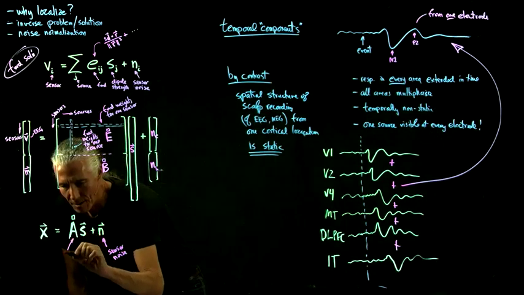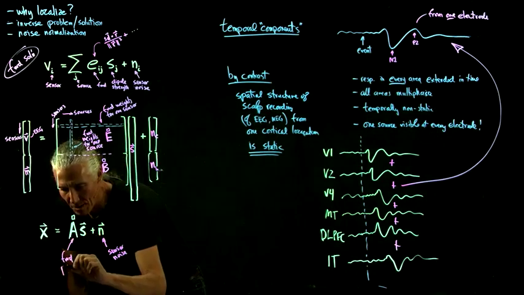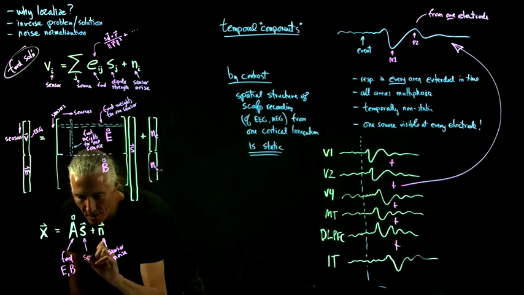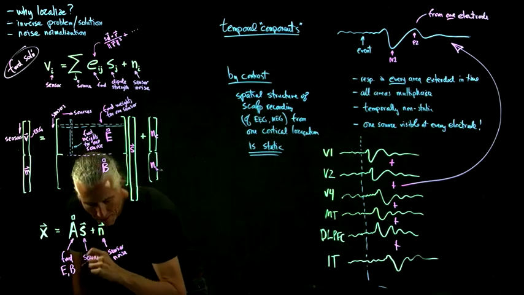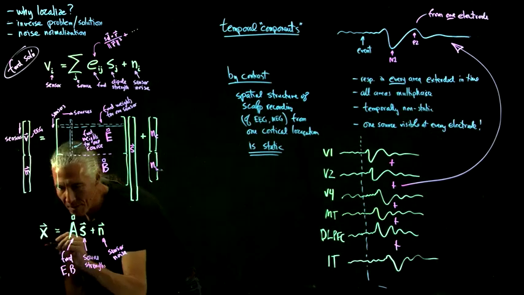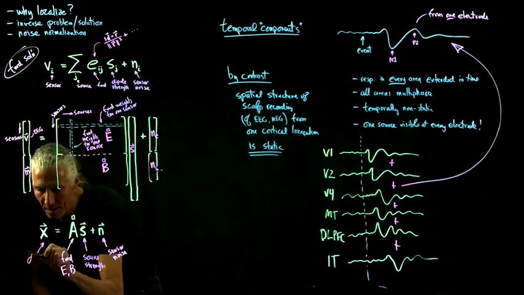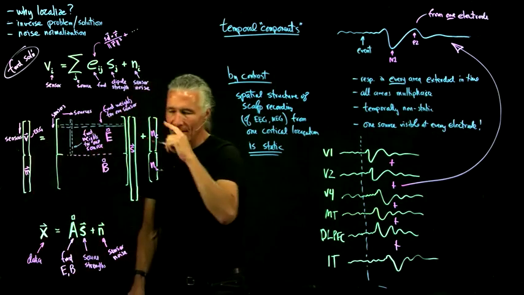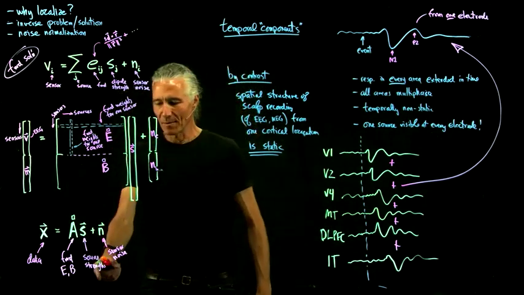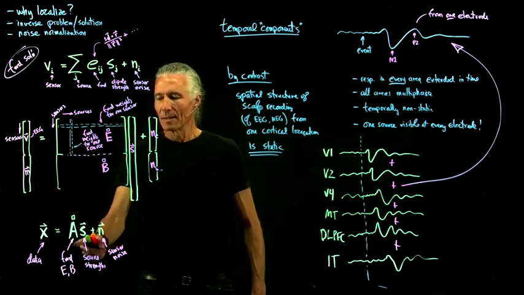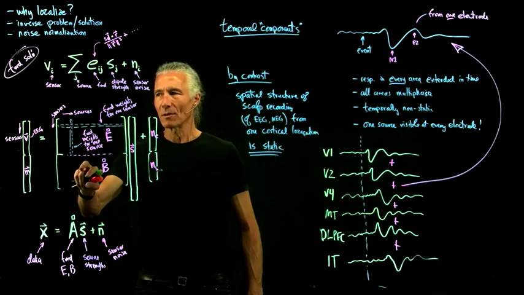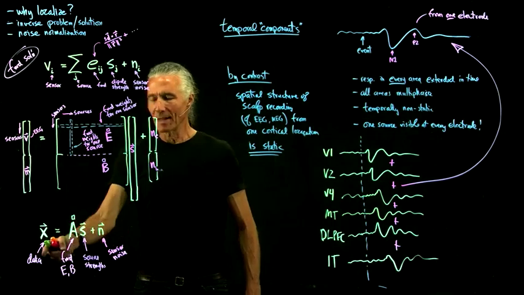Here's our forward, that includes E and also B. Here's our source strengths. And this is our data. So that's just a simple linear equation. We take whatever the unknown source strengths were, multiply them by this forward solution that tells you the weights for each source sensor pair, add some noise to it, and then that gives us our data.